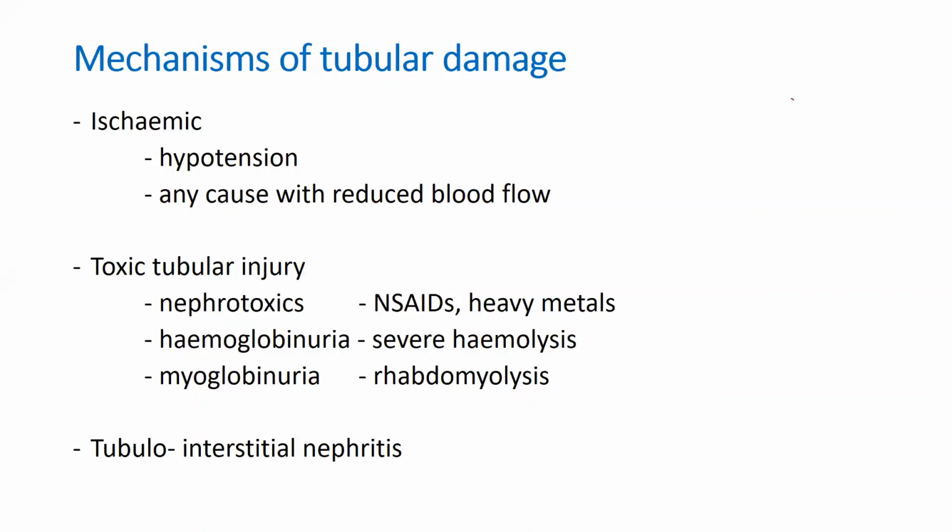Hemoglobinuria, if you have severe acute hemolysis due to, for example, G6PD deficiency or any condition like that, that hemoglobin can go and directly damage the tubules. And for example, in rhabdomyolysis, the myoglobin can go and damage the tubules. So those are some of the causes of direct tubular damage. And then there are causes where it affects the tubules as well as your interstitium. For example, in infections, some of the metabolic conditions like hypercalcemia can cause tubulointerstitial nephritis. So these are some of the mechanisms by which tubules are damaged.